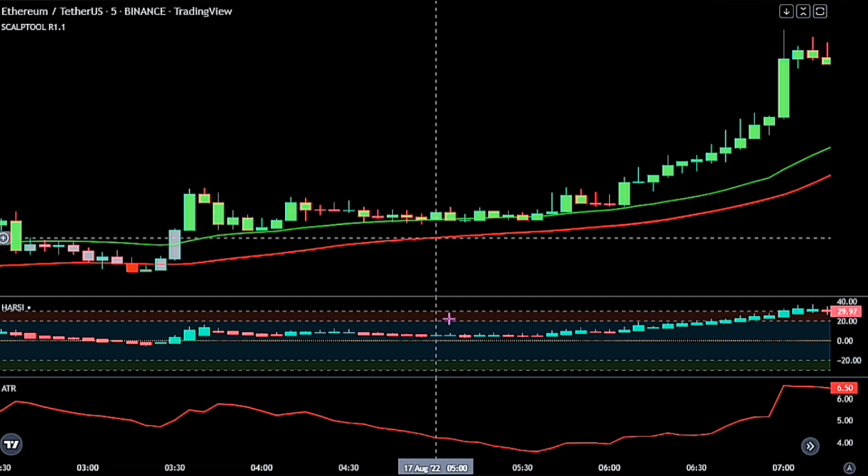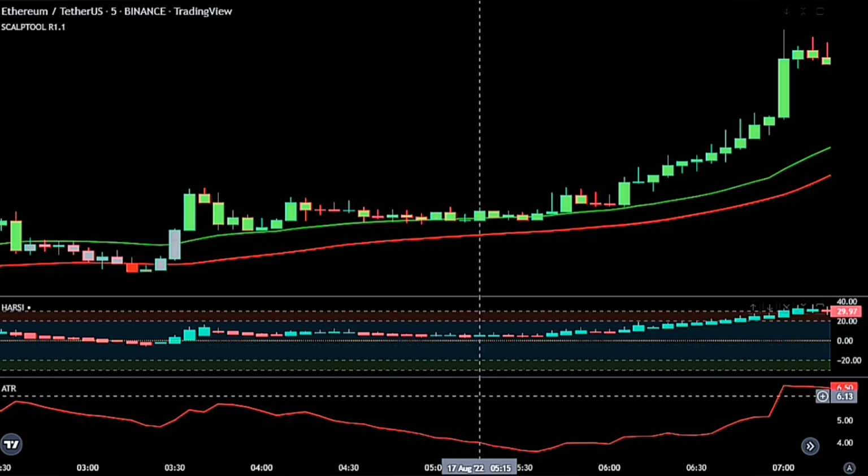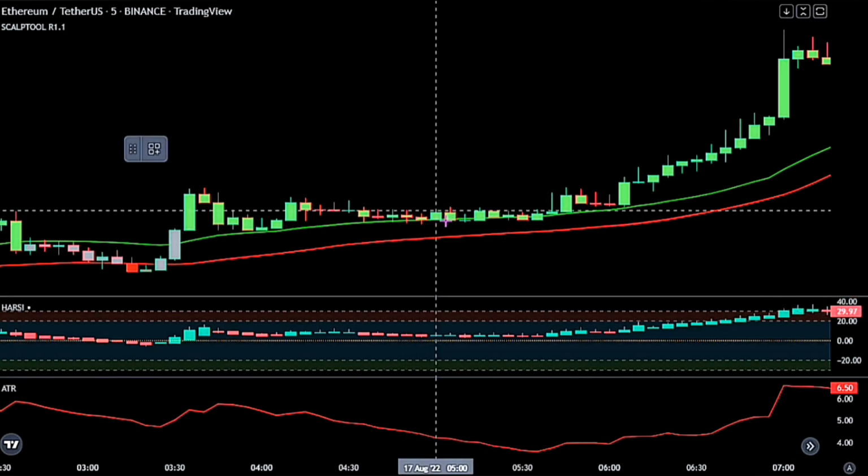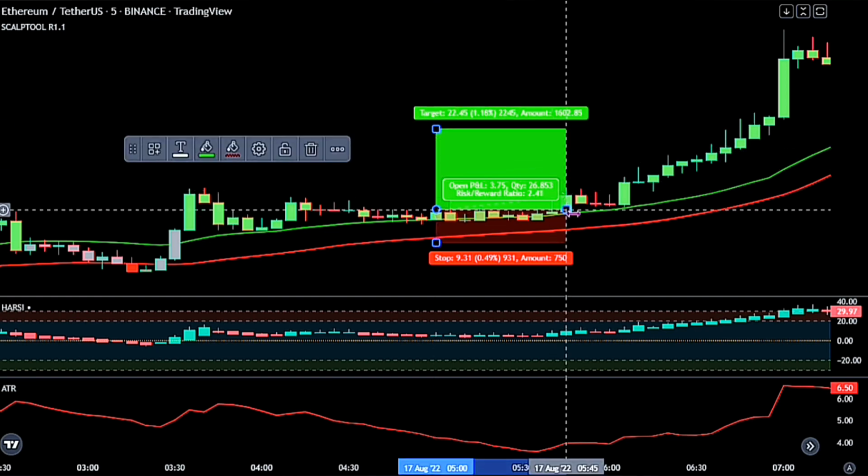As the Heikin Ashi gives the signal, we would go ahead and open a buy trade at the peak of this candlestick. Our stop loss would be 1.5 times the value of the ATR, and our take profit is 1.7 times the risk. We see that the trade was a good one.